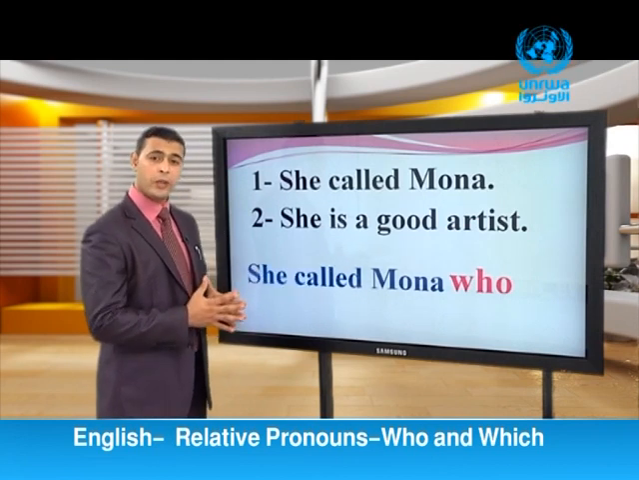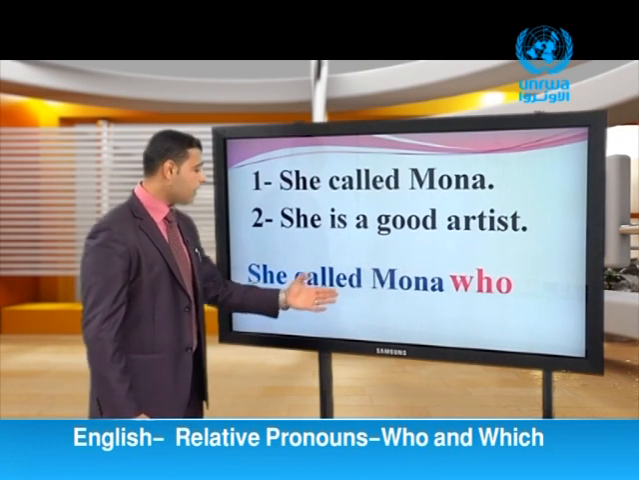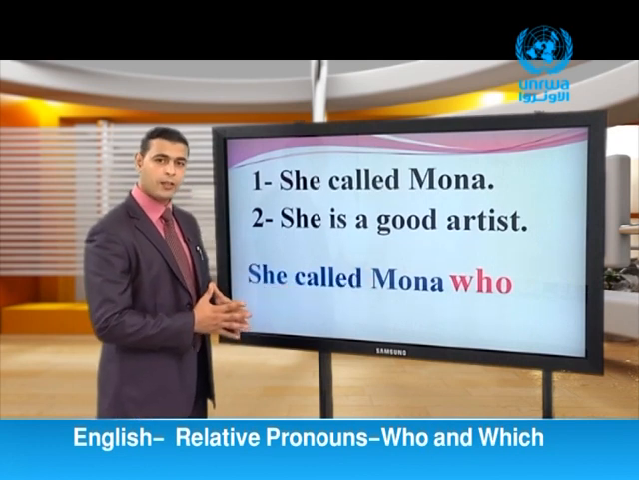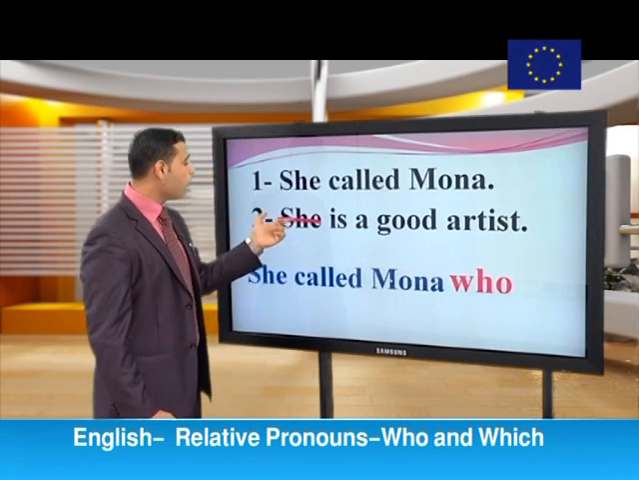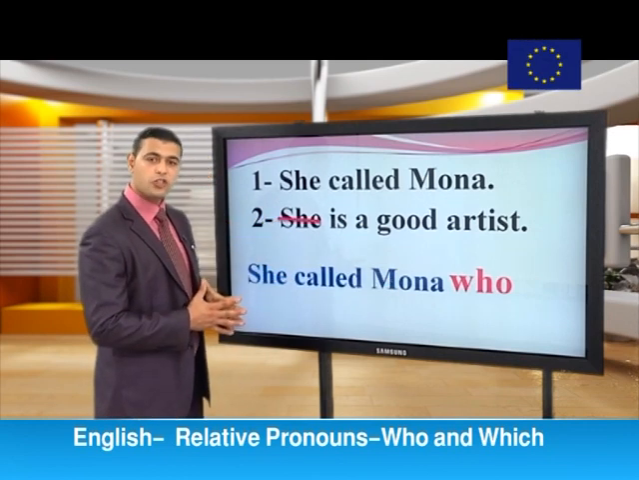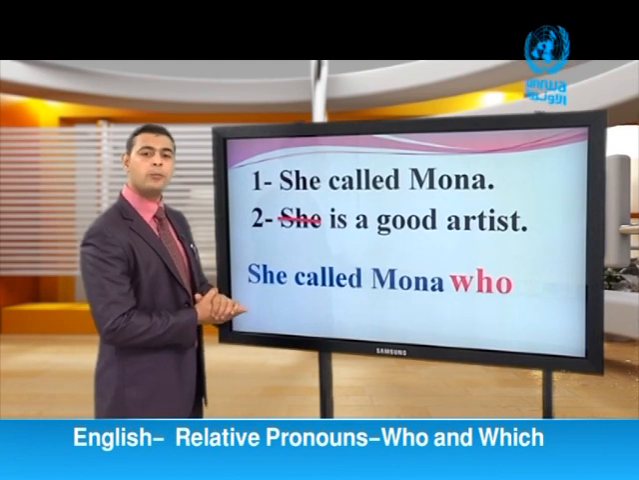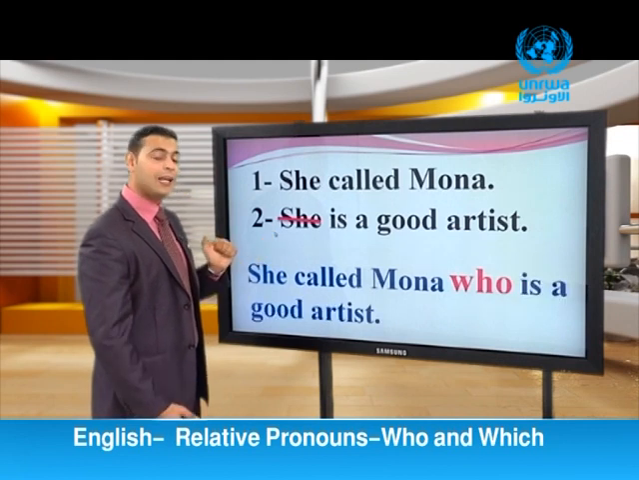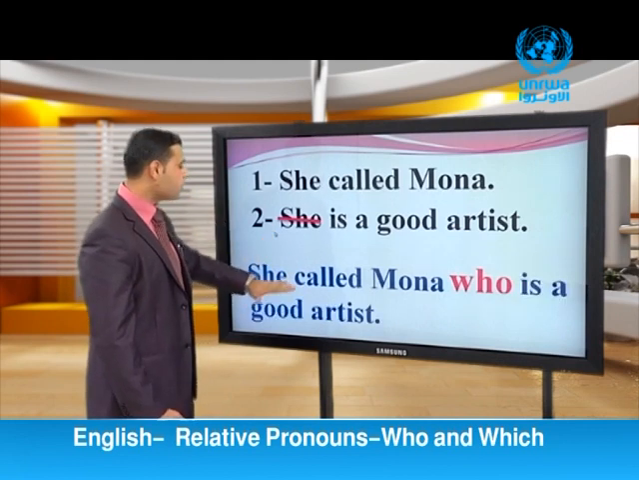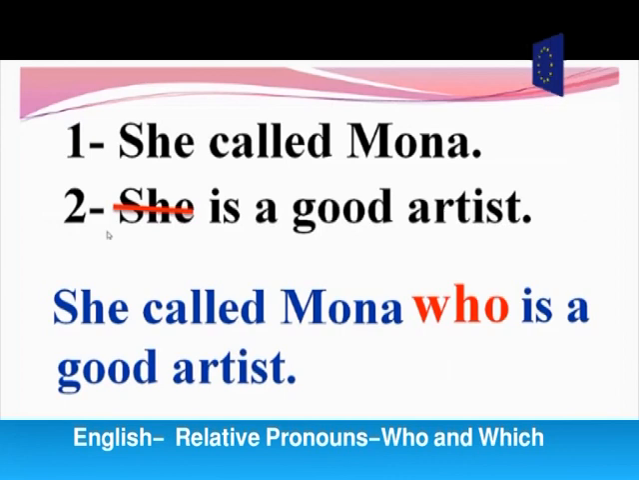Why have we used who here? I called Mona. Mona is a person, so we used who. The next sentence, here we omit she. We omit the subject of the second sentence because we will get one sentence instead of two. Here, she called Mona, who is a good artist. Again, she called Mona, who is a good artist.